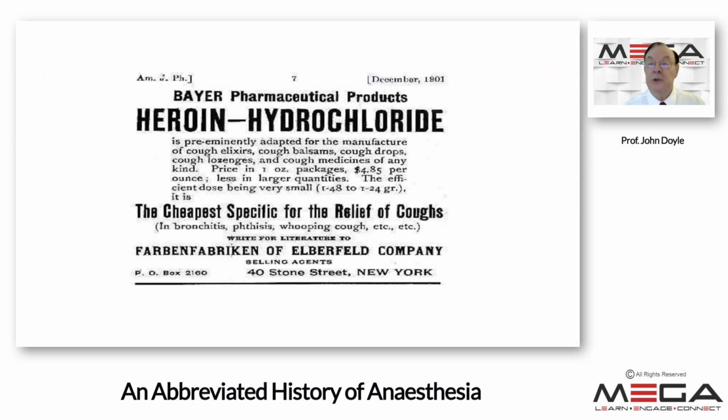Another product associated with opium and morphine is heroin. What's interesting about this is an advertisement from 1901, 120 years ago, where it was used as a cough elixir. It wasn't really well understood at the time that it was highly addictive. It was known to be a great analgesic, but not known to be an addictive product. And it was used primarily in the early days for the relief of coughs.